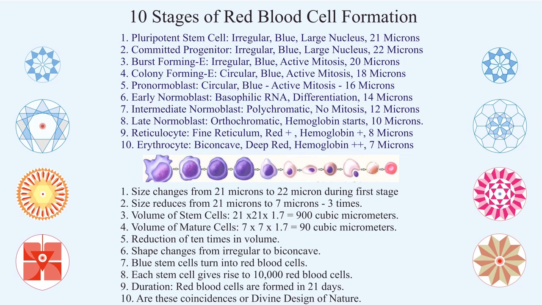Reticulocyte, fine reticulum, red, hemoglobin plus, 8 microns. Erythrocyte, the mature biconcave, deep red, hemoglobin plus plus and 7 micron. These are the 10 stages which I want everyone to understand, this is what it is all about.